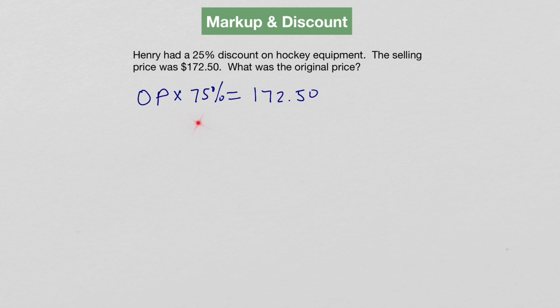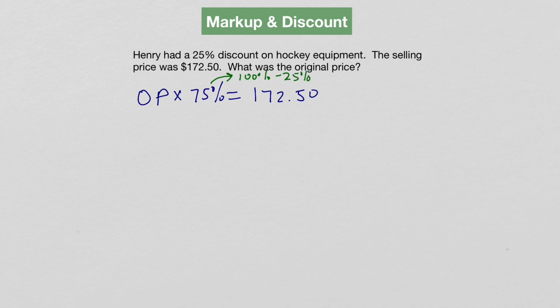If we took 25% of the original price, then that's the discount amount. That was the actual reduction. But that's not what we want. We want to know what the selling price is, or what reduction took place to get to our selling price. So we have to multiply it by 75%. So I'm going to just add a little note here. This is 100% minus 25%.